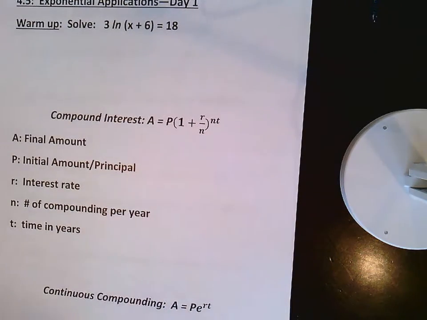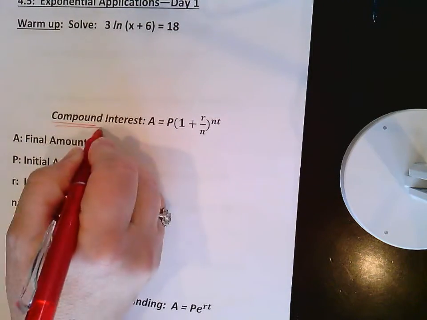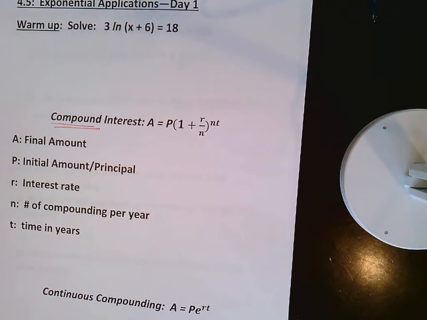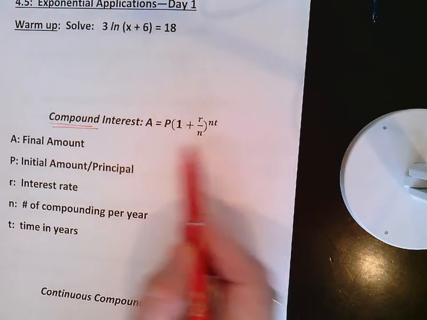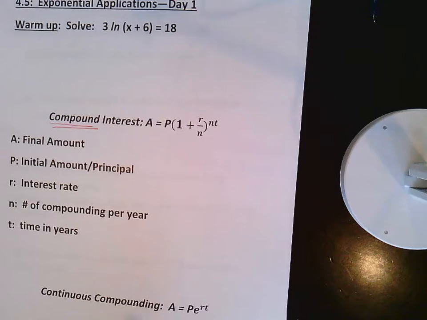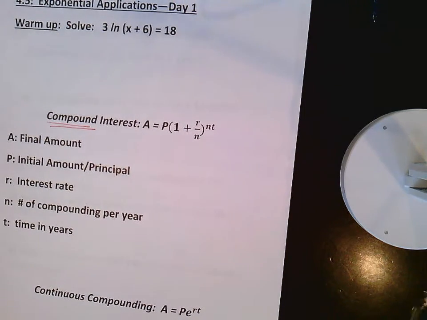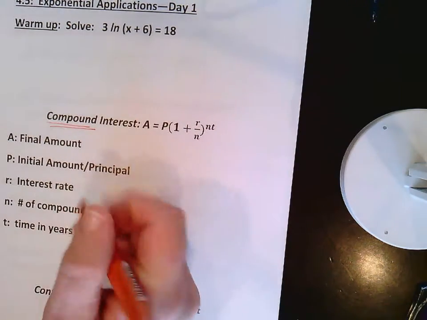The first is compound interest. Compound interest is when every period the interest gets added to the principal, and so it keeps growing. It's a magical thing. You have to know this formula and what all the parts are. Remember though that for the interest rate, you change the percent to a decimal.